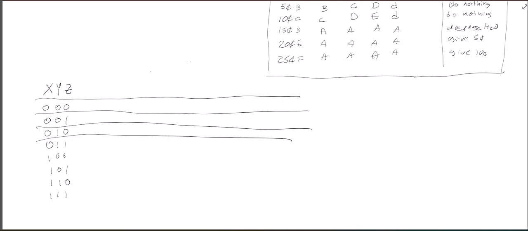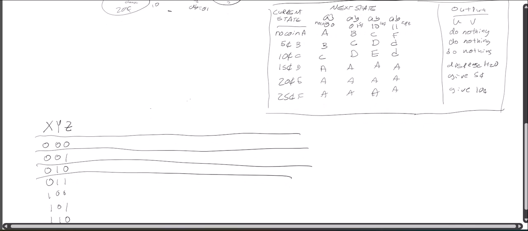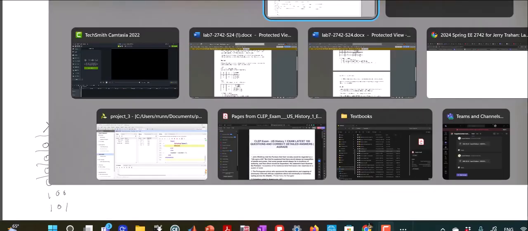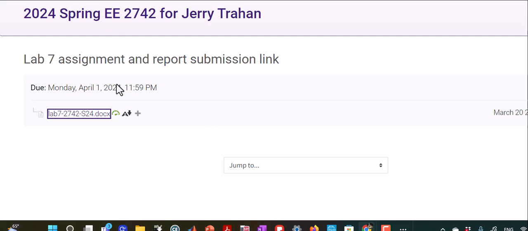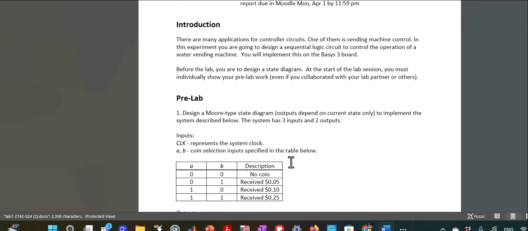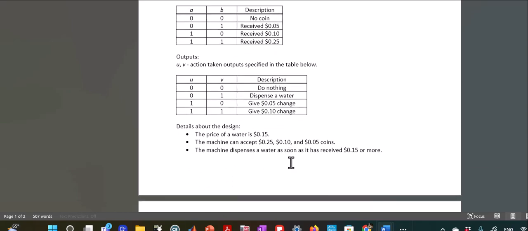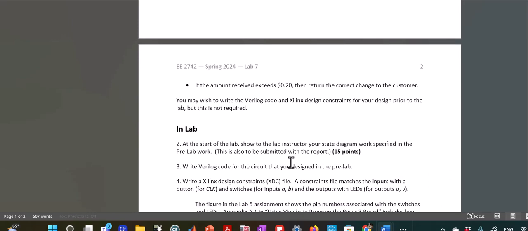Actually, what did the directions say? Do we need to do all this? Let's see. Because you don't have to do all this necessarily to code it. State diagram. So, alright, state diagram. So we've done that. Alright, so the next step is to do the Verilog, and so I will continue with that one later.